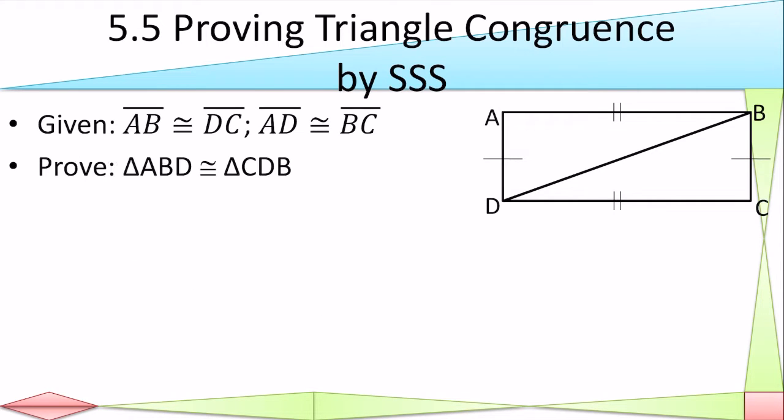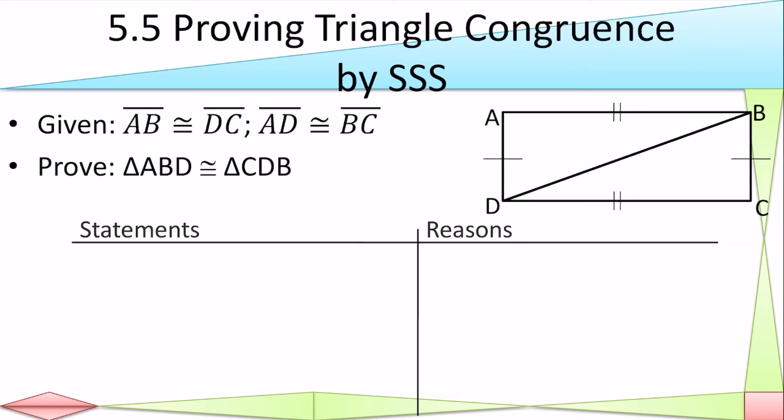Hey, let's write a proof. All right, so how do we start a proof? That's right, we write the givens. AB is congruent to DC, and AD is congruent to BC, and that's given. Statement 1 and statement 1, and it's marked in our picture already.